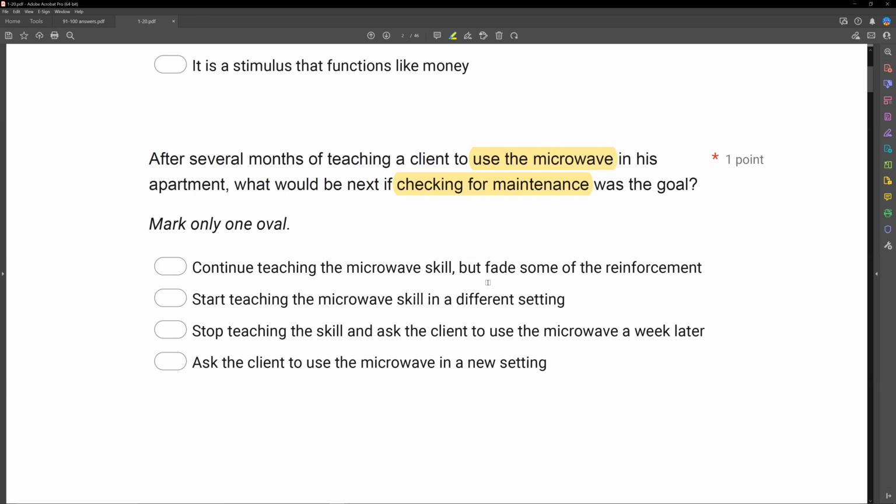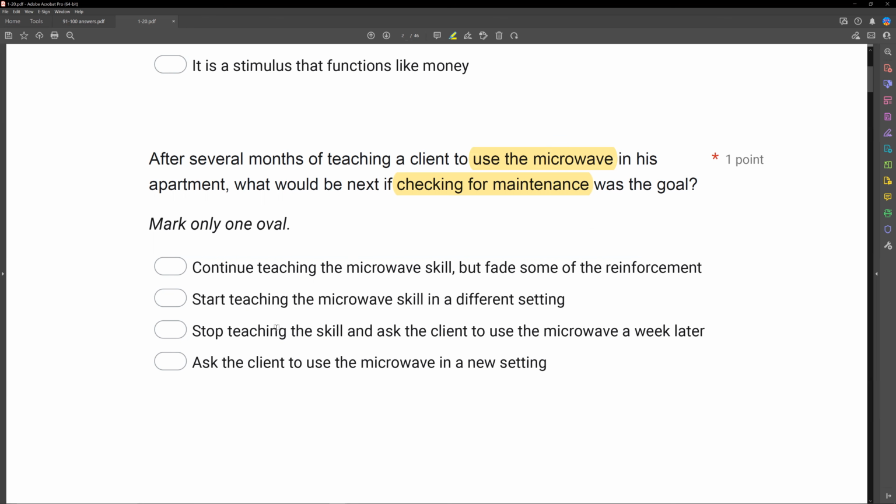B, start teaching the microwave skill in a different setting. If we start teaching in a different setting, what are we starting to program for? We're really starting to program for generalization, right? Because we taught it in the apartment. So we want to look for maintenance in the apartment. Maintenance can only occur if we already know they can do the skill in the environment. If we're teaching in a different setting, then we're just programming for generalization.